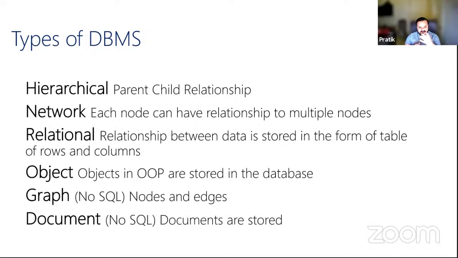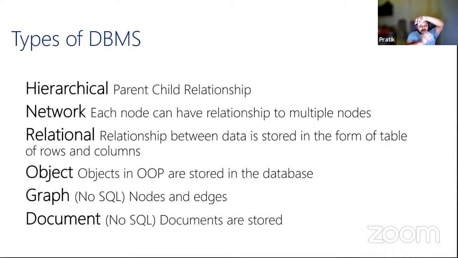So the first type is called hierarchical DBMS. Hierarchical DBMS means it is going to store the information in a parent-child relationship. So you have a parent node which contains some data, and then that parent has some child which contains some information. For example, let's say you are trying to store the information of a family structure, a family tree. First you are going to store the information of, let's say, the grandfather and the grandmother of the family, the patriarch and the matriarch of the family.